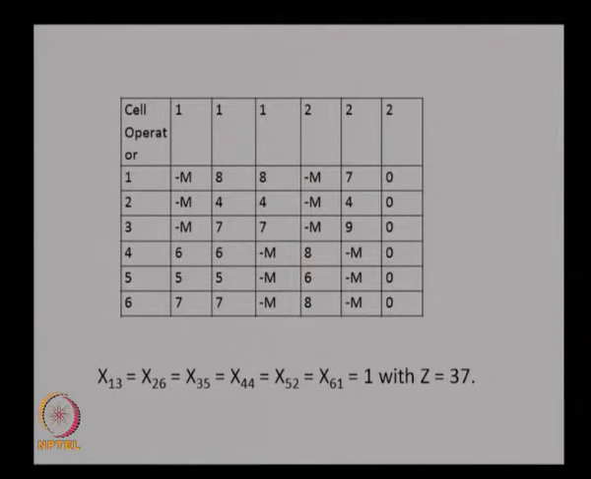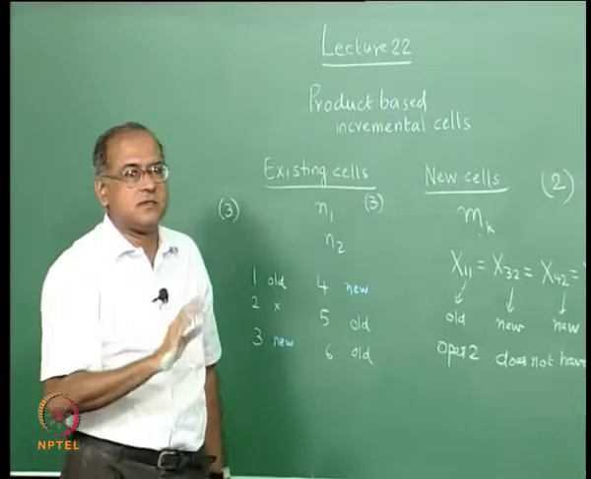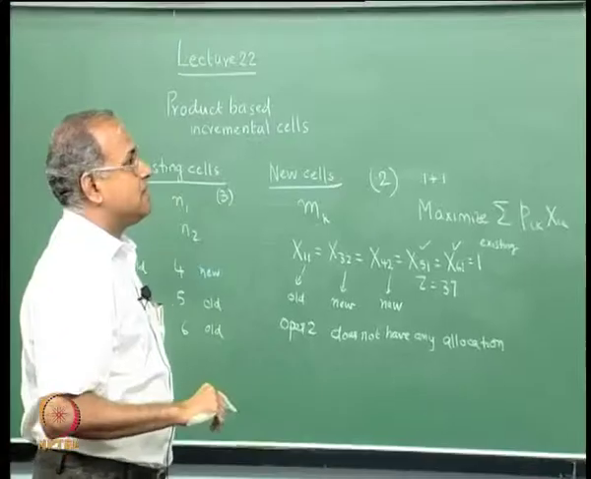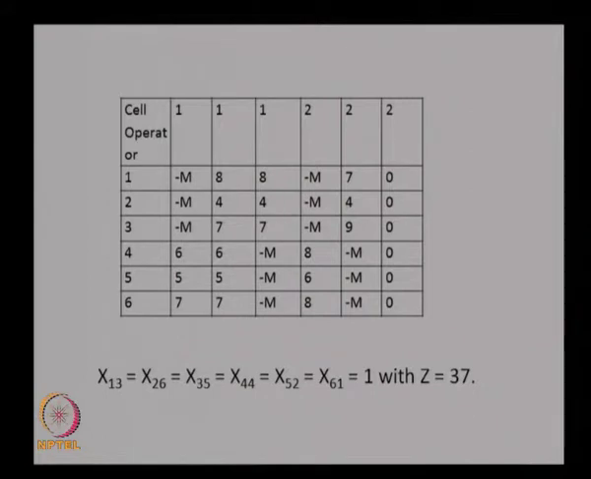So, the way the assignment is constructed is as follows. We have three experienced operators and we want one of the experienced operators to definitely go to the new cell. So, one of them will go to the new cell. What happens is the first column talks about the three experienced operators having a minus M and the new operators having these 6, 5 and 7.